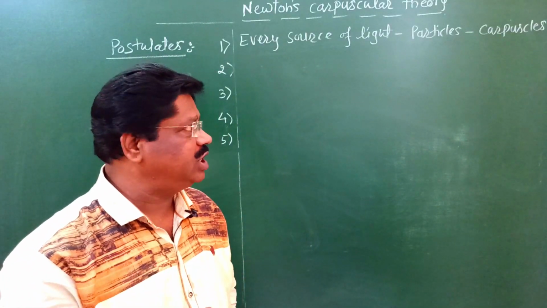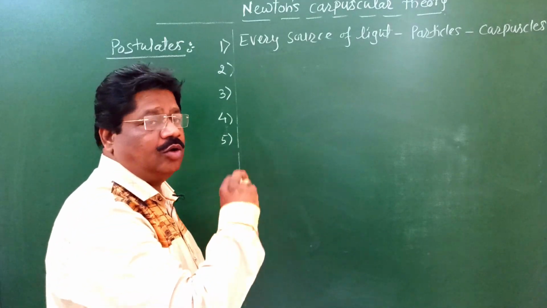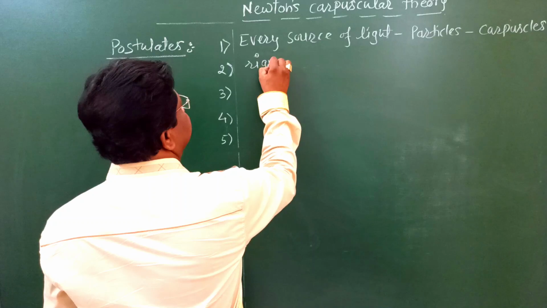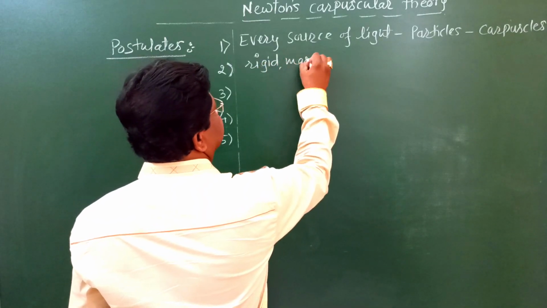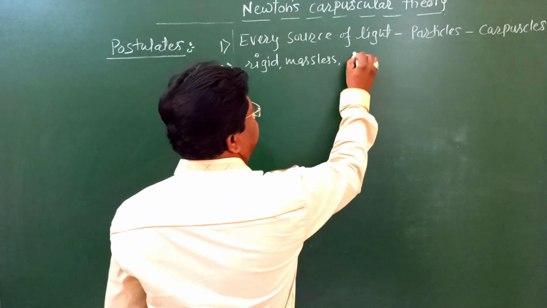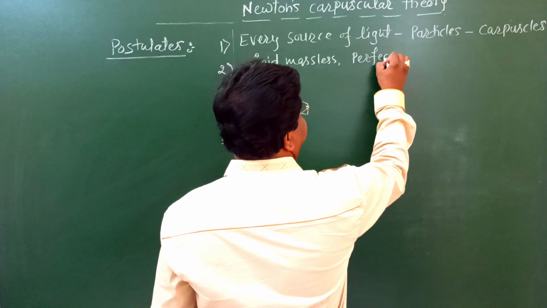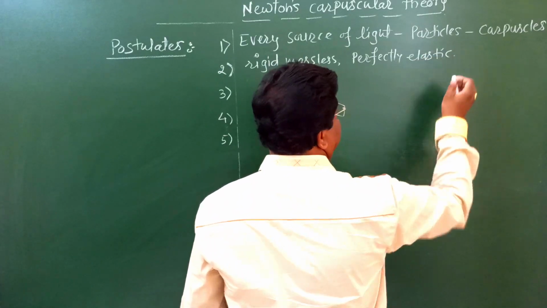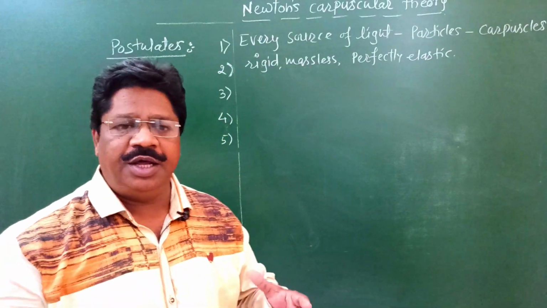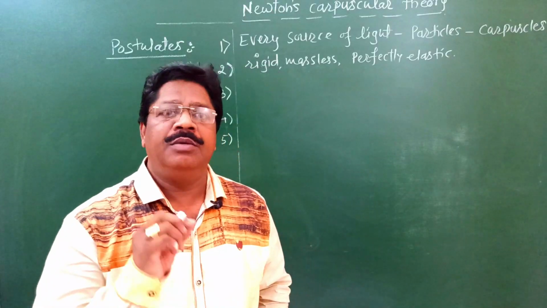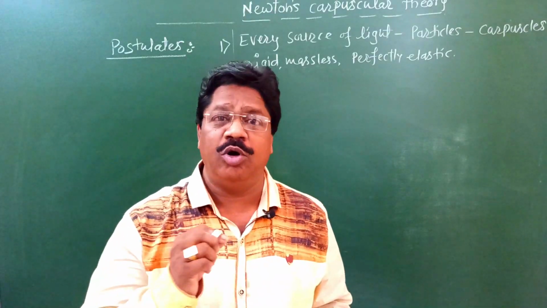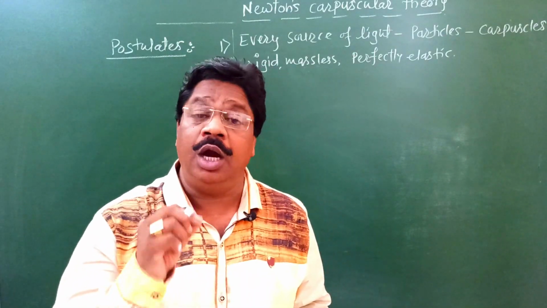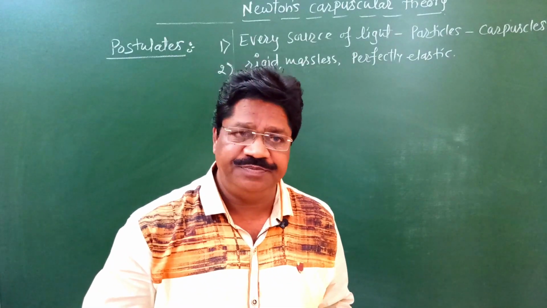According to Newton's corpuscular theory, the corpuscles are rigid, massless, and perfectly elastic. Rigid means tough, massless means having a very small mass, and perfectly elastic means they undergo elastic collision.